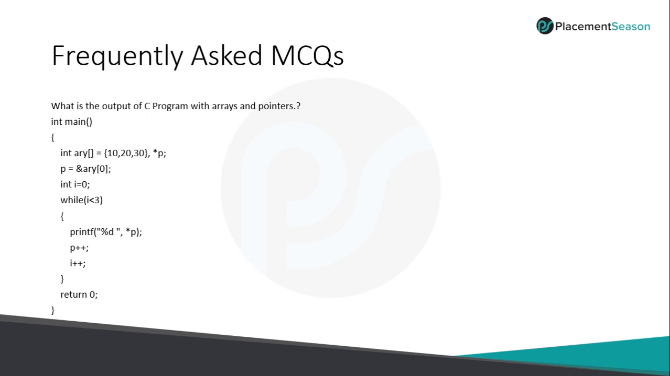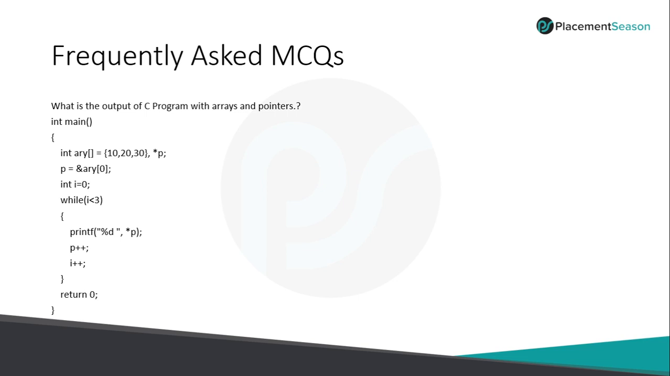Here is a tricky one. What is the output of this C program with arrays and pointers? I have declared an int array with 3 numbers, 10, 20, 30, and a pointer variable. I have assigned the address of that array to the pointer variable. The address of the first element is equal to the address of the array, so I have assigned the starting address of the array to the pointer variable.